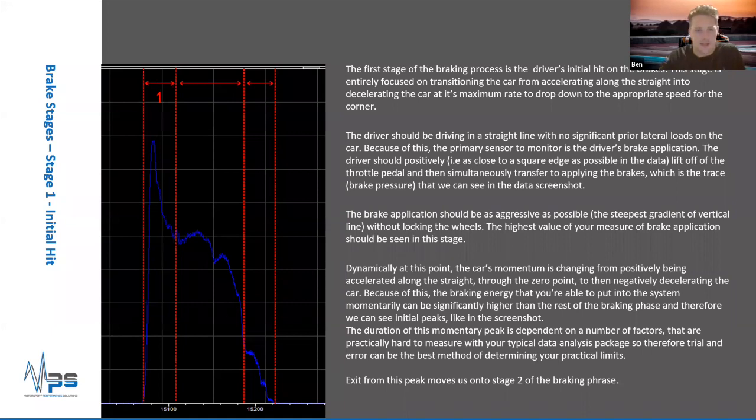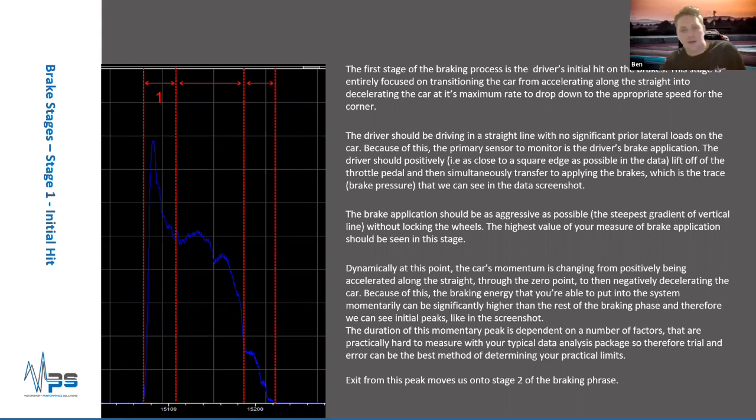The first one is stage 1 of the braking phase. We call this the initial hit. On the left, this is brake pressure data, and pressure is related to the driver's application of the pedal. In my experience, you don't get quite as much resolution, it's not quite as clear, but you would see something similar if you monitored the brake pedal position. Pressure is my preferred option, but you can also make good gains. It will be of reasonable benefit to monitor the brake pedal position if you can't measure pressure.